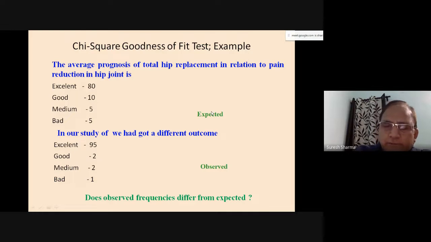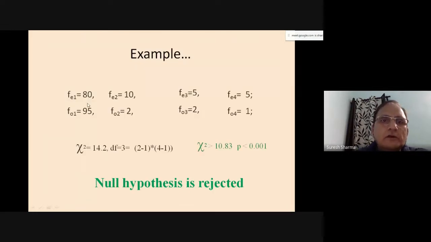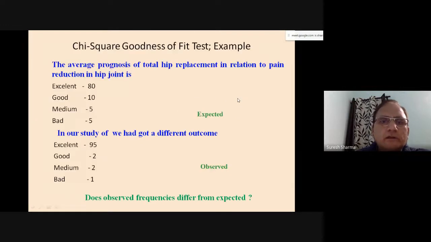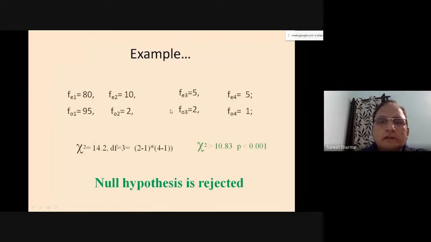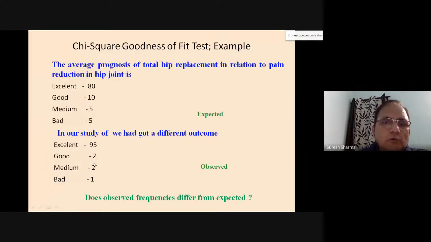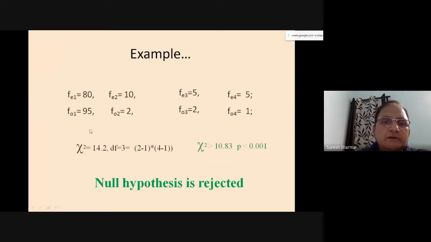How is the chi-square being applied? This is expected. Wherever it is written E, it is expected. There are 4 values: expected number 1, expected number 2, expected number 3, expected number 4. I have written 80, 10, 5, 5 as expected. Then observed, I have written 95, 2, 2, 1. These are observed. Is this okay?